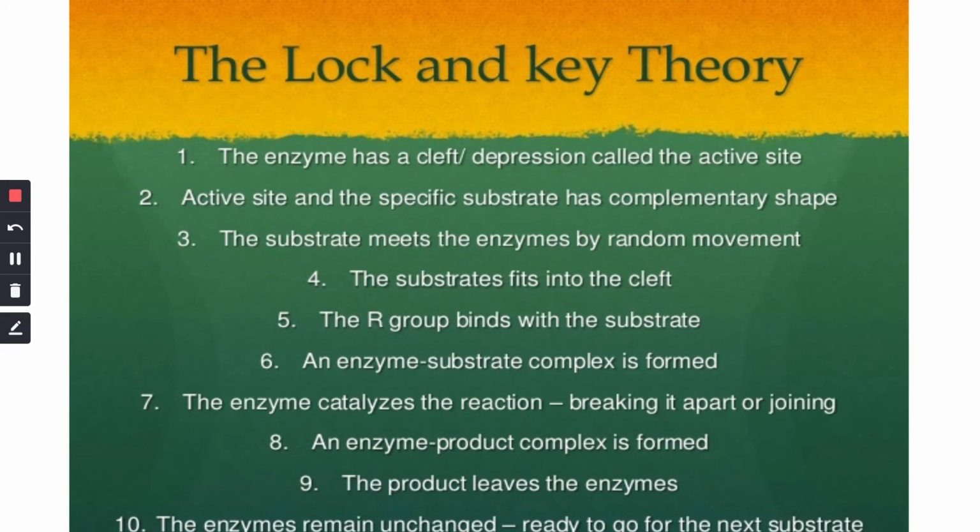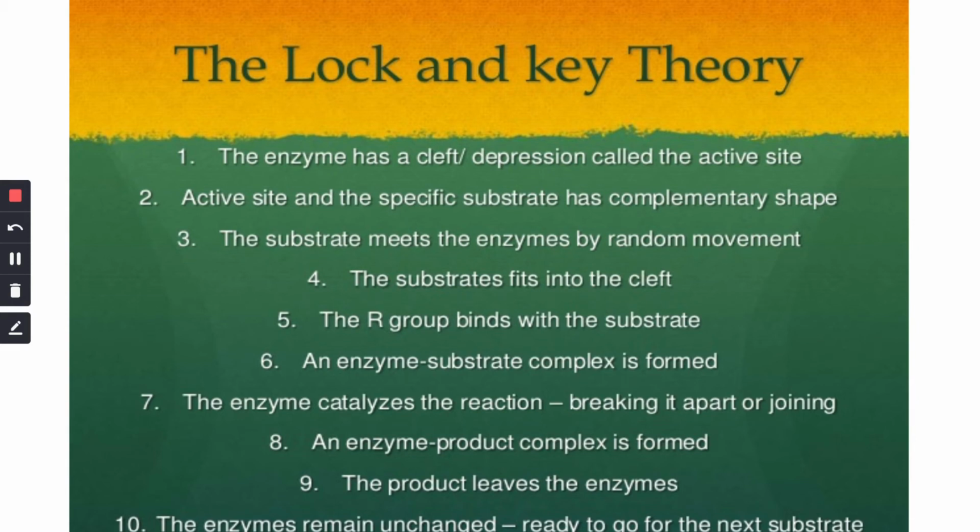Okay, so here is a slide showing step-by-step points with clear statements that you need to mention when you are describing the lock and key theory in your answers. So we all know that in the lock and key theory, the enzyme has a cleft or a depression called the active site. The active site and the specific substrate have to be complementary to each other. Make sure your spelling of complementary is correct. Complementary means if the active site is a cleft, then the shape of the substrate should be such that it will fit inside the cleft.